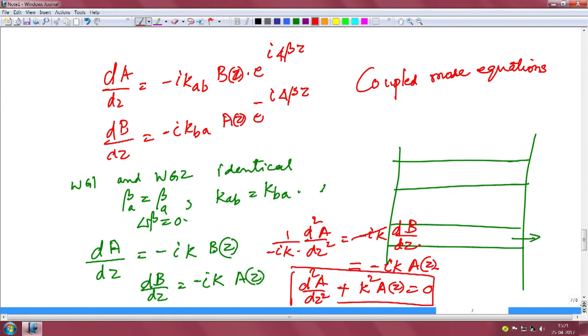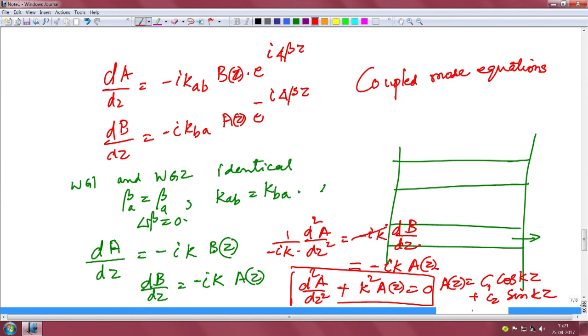This is a very simple equation which we know, and the solution can be written in terms of cos and sine. A of z equals C1 cos kz plus C2 sin kz, where C1 and C2 are arbitrary constants. So, we will quickly evaluate them by using the initial conditions. Let us say the light is launched into the first waveguide and not into the second waveguide.